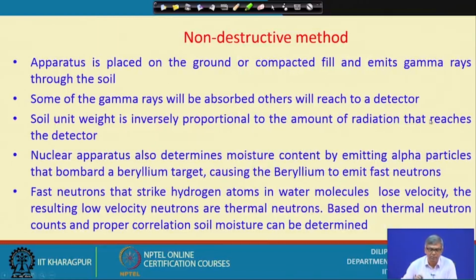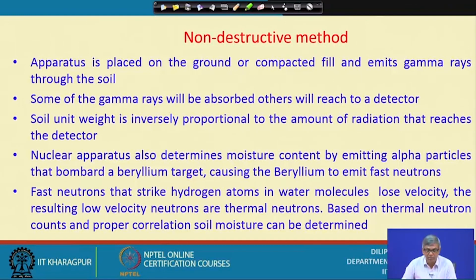And how this works: the apparatus is placed on the ground or compacted field and emits gamma rays through the soil. Some of the gamma rays will be absorbed, others will reach a detector, and soil unit weight is inversely proportional to the amount of radiation that reaches the detector. That is the way it works, and it can also measure the moisture.